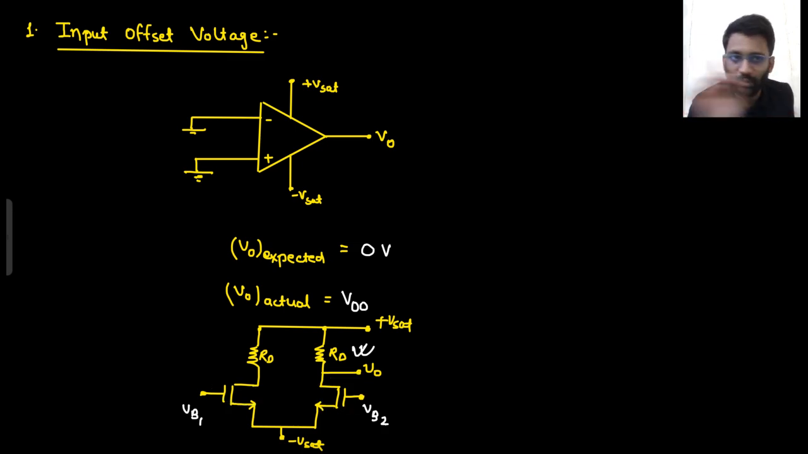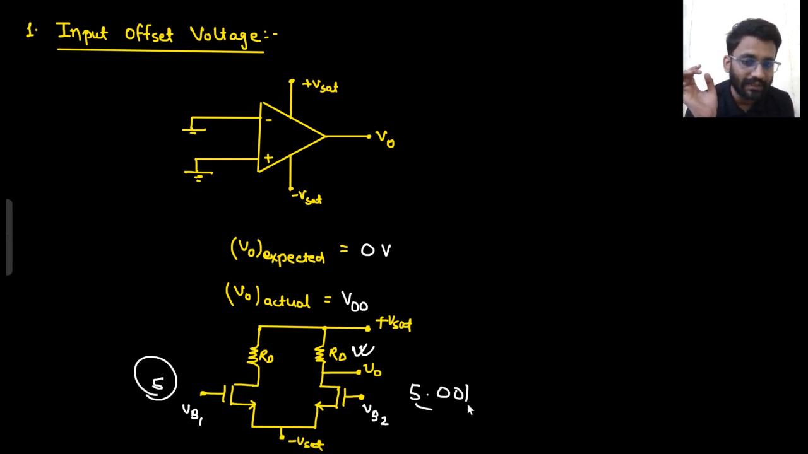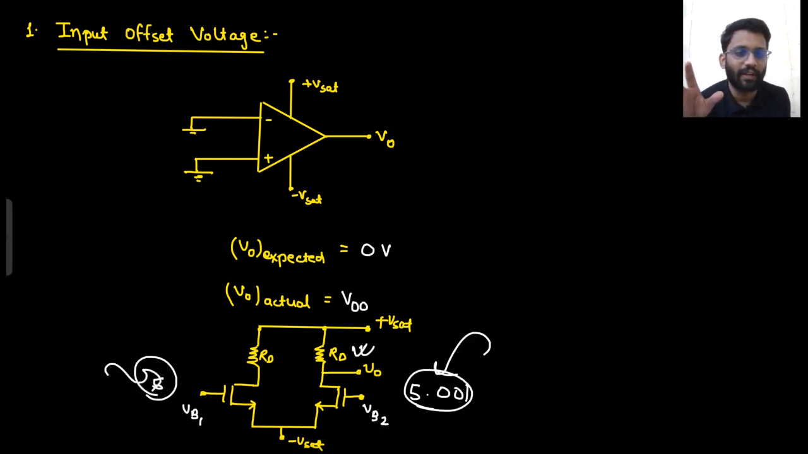Now you did not apply any small signal input, so you are not expecting any small signal output, right? But since there is a difference in the bias, let's just say this VB1 was 5 volt, but this VB2 was 5.001 volt. Because making these biases the same is a very tough task. When you practically design the op-amp, you cannot get exactly 5 volt here, and here also exactly 5 volt. This is very tough, right? So one is 5, one is 5.001.